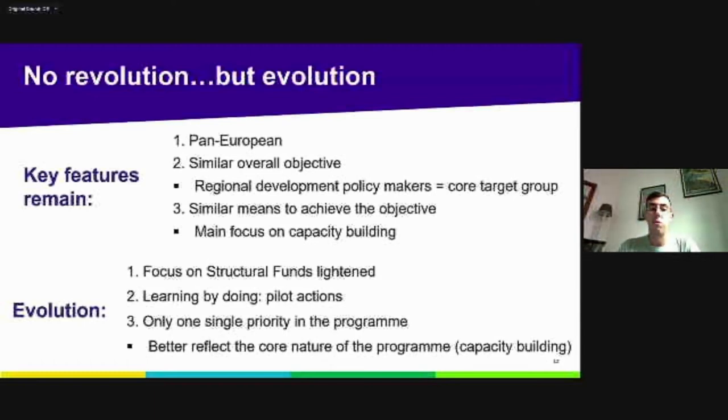Also, the focus on structural funds will be a bit lightened, to allow you to really tackle all the policies which are relevant at your level in terms of thematics. Of course, there will be only one single priority in the program on a better cooperation governance. So it will be mainly smarter Europe, greener Europe, and more social Europe. So this should also allow a broader array of projects in the future.